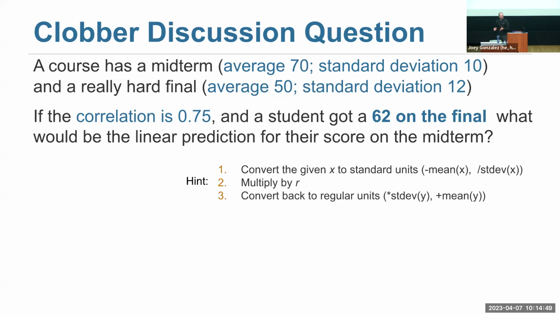Standard deviation is 12. If the correlation is still 0.75, and the student got a 62 on the final, and I'm using linear regression to predict what they would have gotten on the midterm, to clobber their midterm score. Let's say they didn't take the midterm. What would I predict? What would their score be?